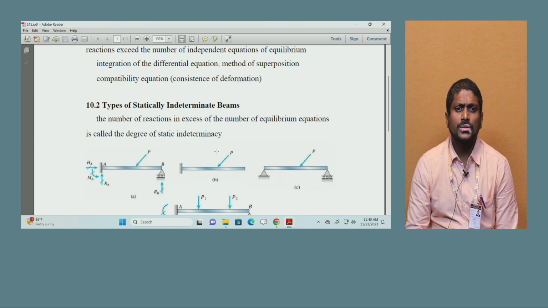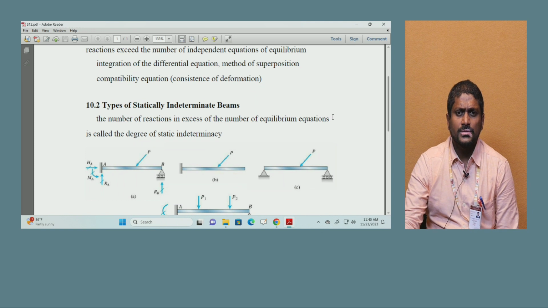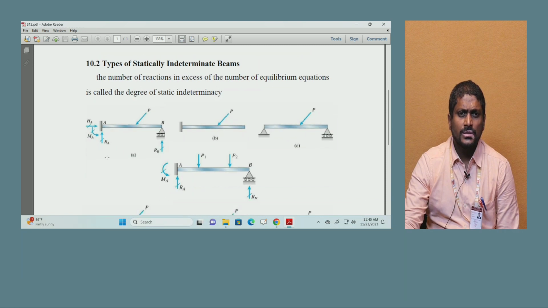To discuss the types of statically indeterminate beams, the number of reactions in excess of the number of equilibrium equations is called the degree of static indeterminacy. You can see in this diagram a free body diagram at the fixed support. There is a vertical reaction RA, a horizontal reaction HA, and a moment also.